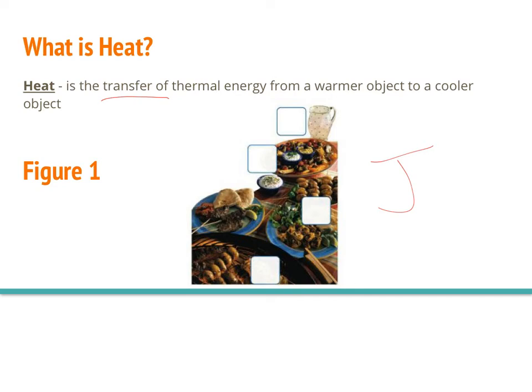If you touch something that feels warm to you, thermal energy is being transferred to you. If you touch something that feels cold to you, thermal energy is leaving you and transferring to that object. Let's look at figure 2. When you hold your hand over a plate of food, you will feel warmth if heat transfers into you and cold if heat transfers out of you. We're going to draw arrows to show the direction of heat transfer for the foods.